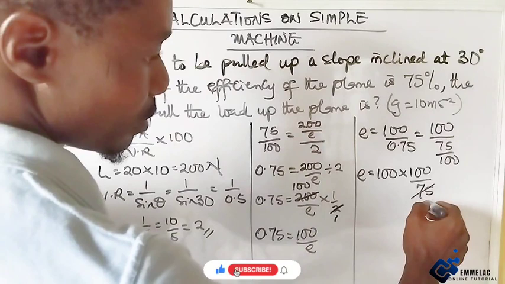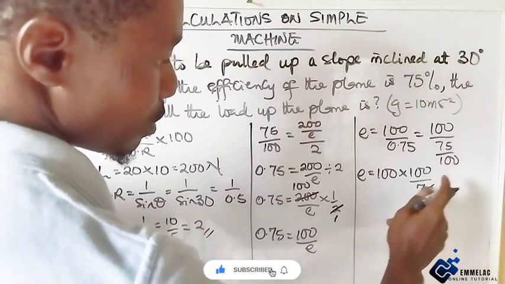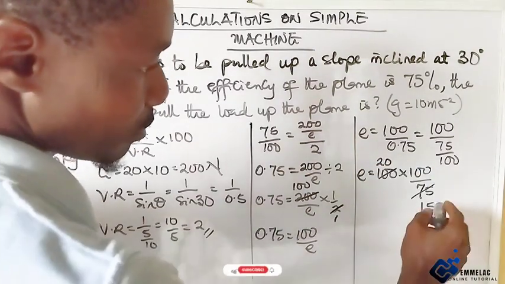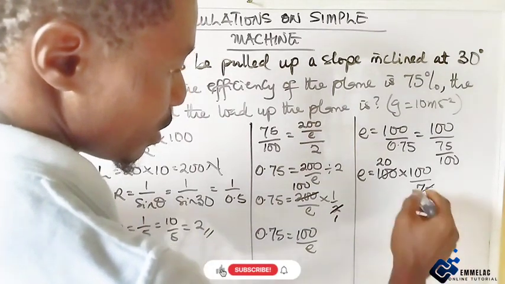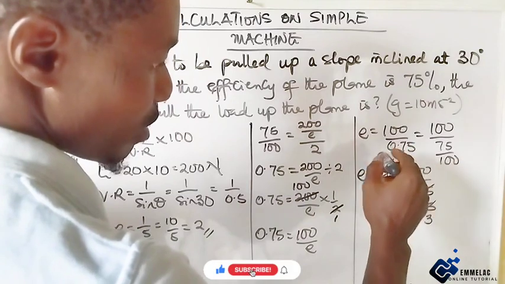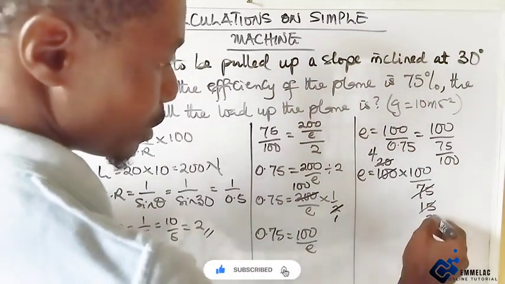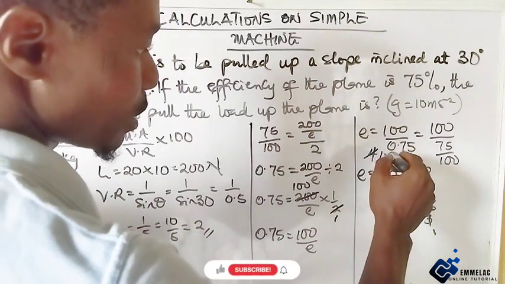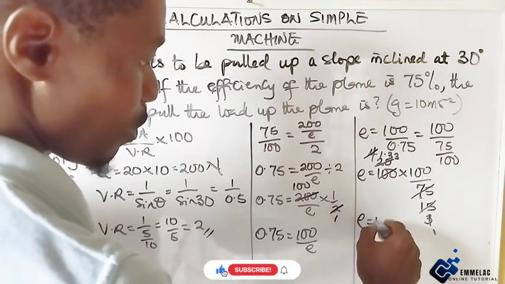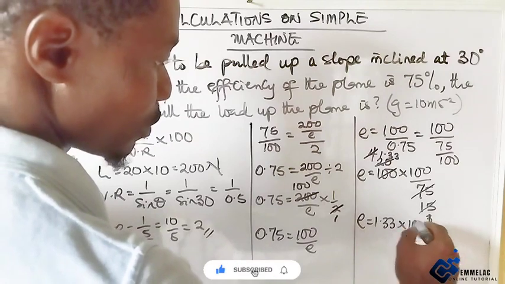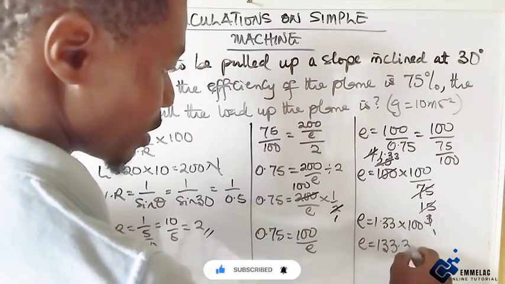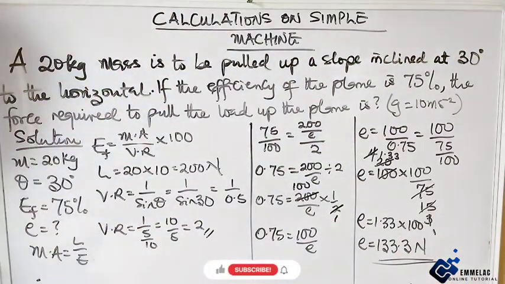Dividing by 5, 100 over 75 gives 20 over 15, then dividing by 5 again gives 4 over 3. Now 3 into 4 should give us 1.333 continuous. So here you have 1.33 times 100, which gives us 133.3. So our effort will now be 133.3 Newton. Final answer.